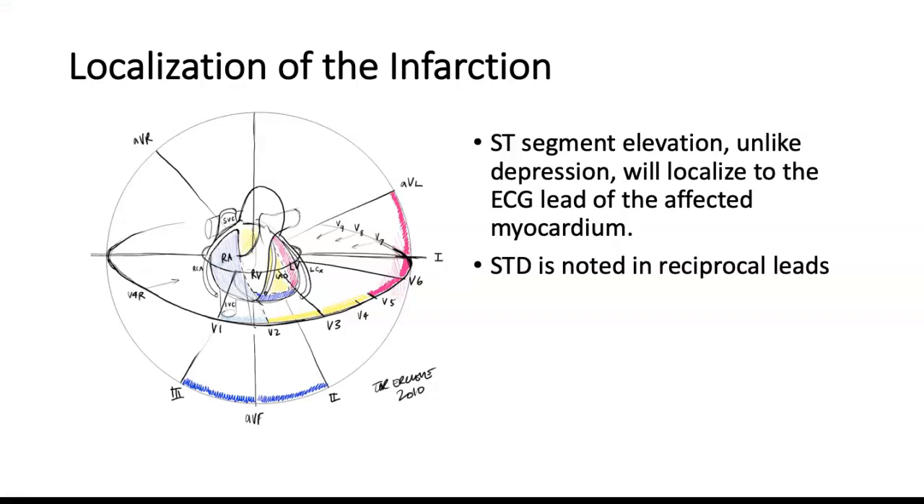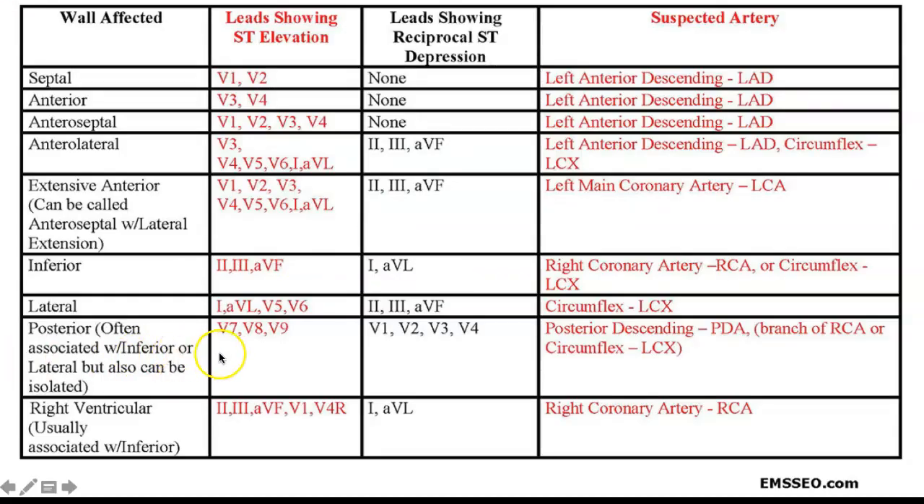This is a great chart to memorize. This shows the wall of the heart that's affected, the leads where you would expect to see ST segment elevation, as well as the leads where you would expect to see reciprocal ST depression. It also correlates it to the suspected artery. So the area or the wall affected correlated to the suspected artery.